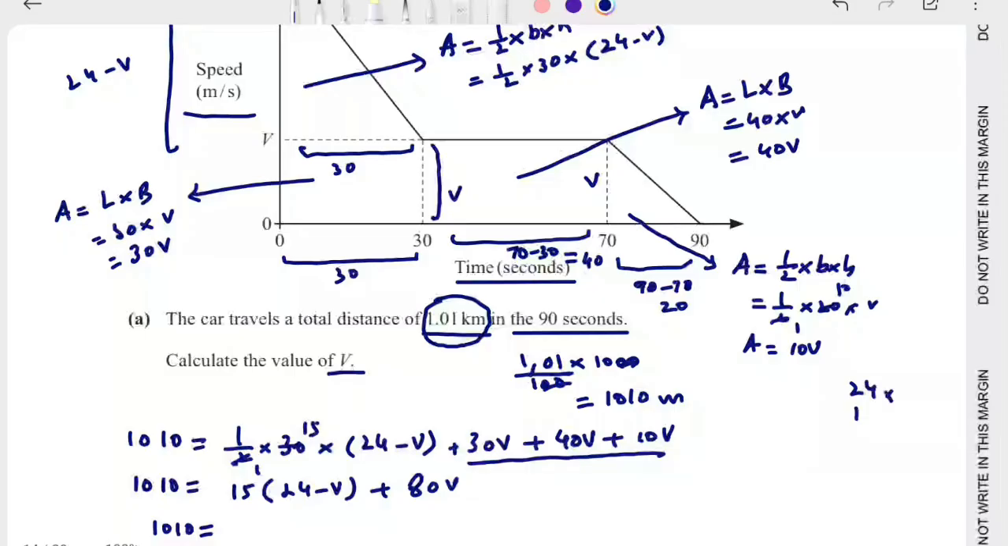24 times 15 would be, as calculator is not allowed, so we have to do manually. 5 4s are 20, 0 would be here, 2 is carry, 5 2s are 10, 11, 12 times 4 is 2, we are going to add them, 0, 6, 360. 360 minus 15v plus 80v.